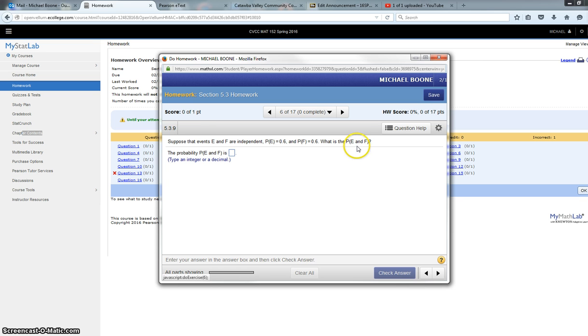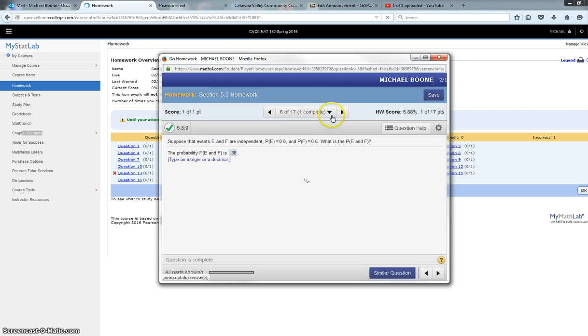So if you can say the words "or," think add. If you can say the words "and," think multiply. So we're just multiplying these two numbers together. The probability of E and the probability of F is 0.36. That's for independent events.